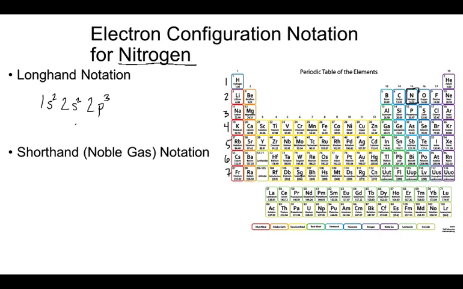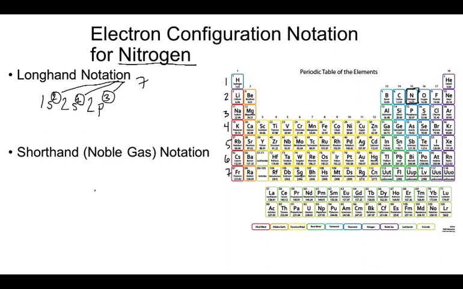So this is nitrogen. This is the longhand notation for nitrogen: 1s2, 2s2, 2p3. One way you can double check yourself is by taking these superscripts, or these numbers up here, and if you take all 3 of those and add them together, it should equal the atomic number of nitrogen. Okay, so 2 plus 2 is 4 plus 3 is 7, and nitrogen is 7, so we're good.